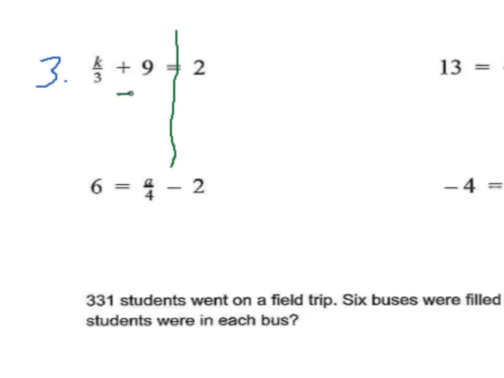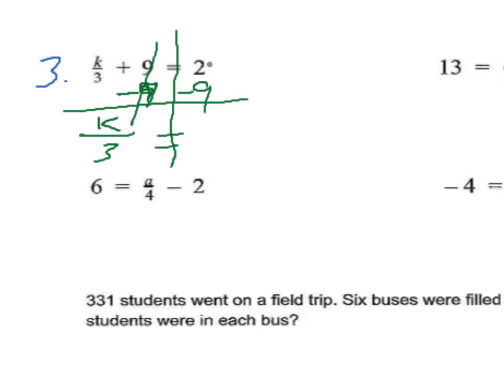Plus 9, minus 9. So I have to do the opposite operation to get rid of that. So 9 minus 9 is 0, which gives me k over 3 equals 2 minus 9 is a negative 7, isn't it? They're different signs. 9 is negative, the 2 is positive, so I subtract the 2. 9 minus 2 is 7, and I keep the sign of the larger. The larger one was 9, so I have negative 7. Okay? I know some of this seems like it's going kind of fast.